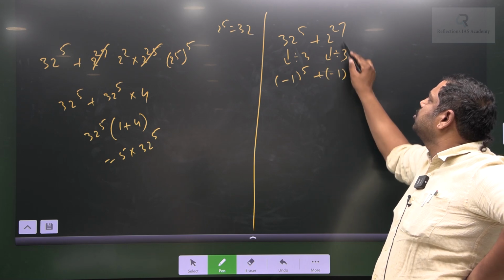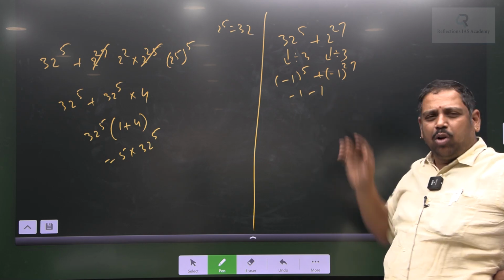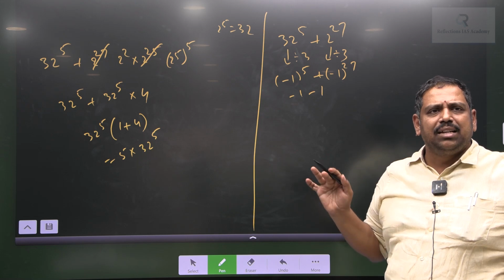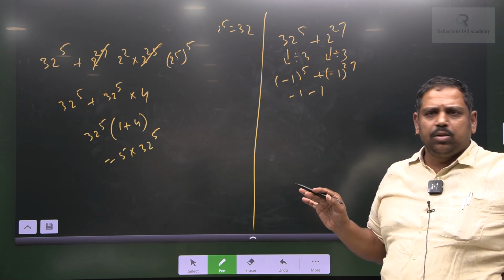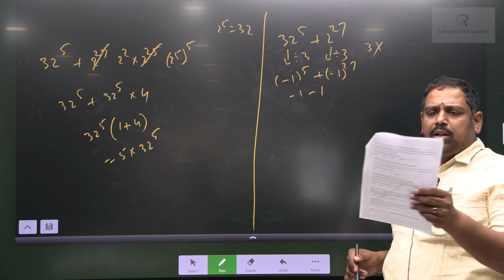Power is how much? 27. It is a negative number. It is another negative number. You are not getting 0, right? Yes or no? Means that is divisible or not divisible? So 3 will not be the answer. Ruled out. The next number is how much?